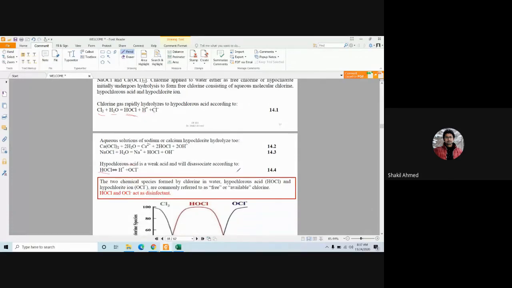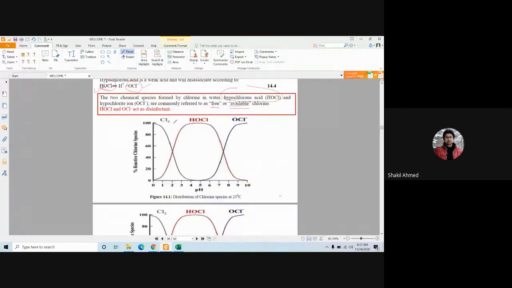So this hypochlorous acid, HOCl, I'm referring to this, and hypochlorite ion, these two basically kill the pathogens. That means they act as a disinfectant. Okay, and we call them free or available chlorine. What are the two agents? Hypochlorous acid and hypochlorite ion. Okay.